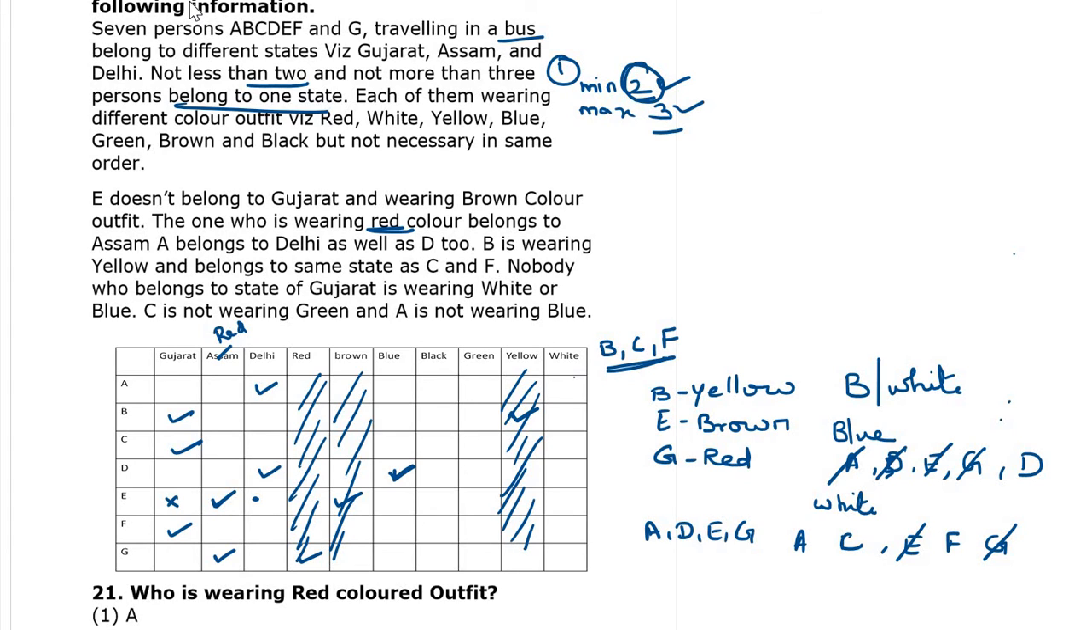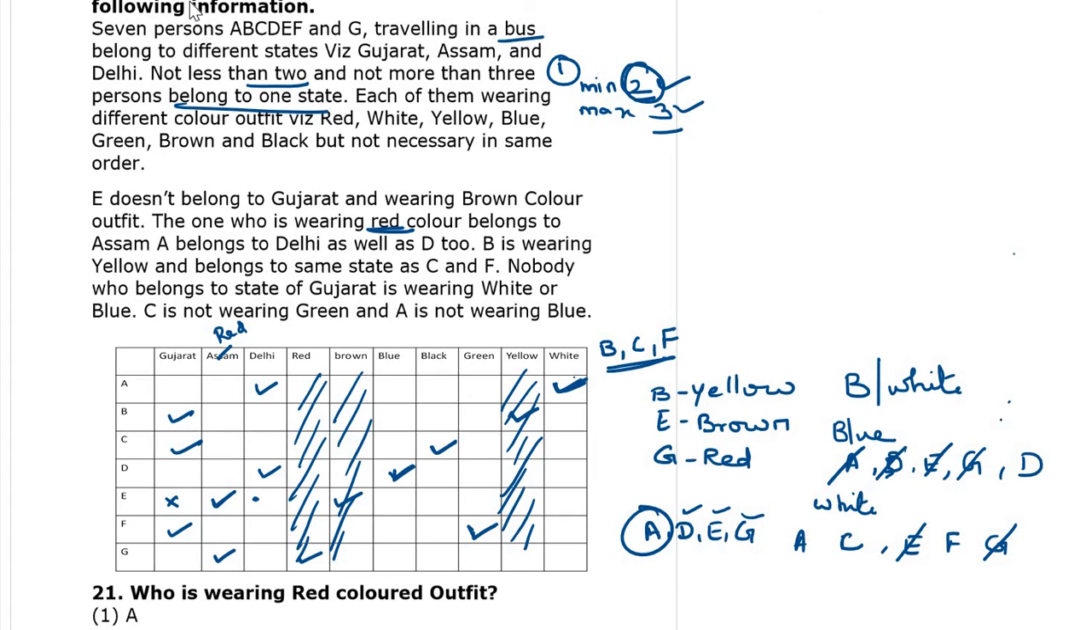This one is just now we find out D is in blue. So this is blue. This is brown, red. So A must be here white. So this is white for A. C is not wearing green, so C must wear black. So which one is remaining? F. F is wearing green. Okay. So like that we have to reduce the situations and then find out the colors.